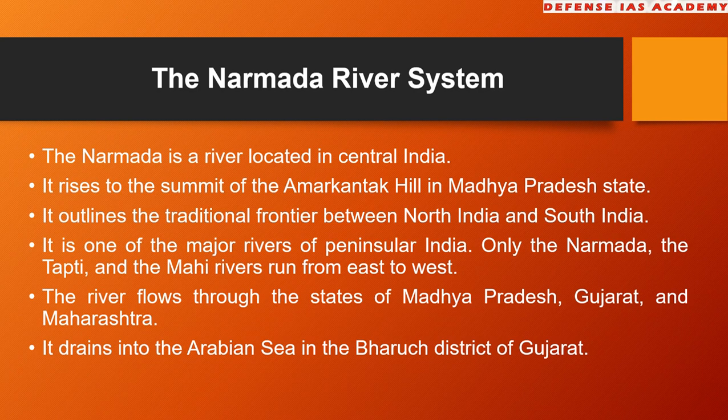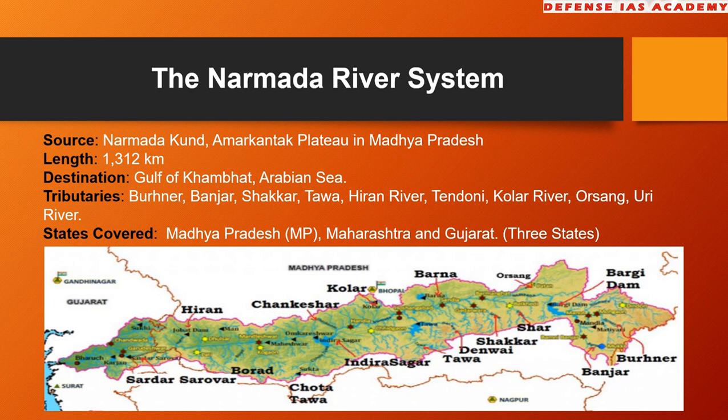Then it drains into the Arabian Sea, because of course it is a west flowing river, so it drains into the Arabian Sea in the Bharuch district of Gujarat. So the source of the Narmada river is the Narmada Kund, which is on the Amarkantak plateau in Madhya Pradesh. The total length is 1312 kilometers. The destination is that it falls into the Gulf of Khambhat of the Arabian Sea.